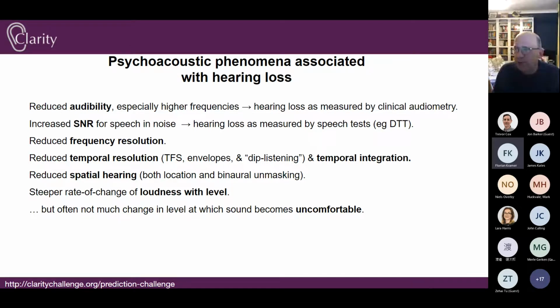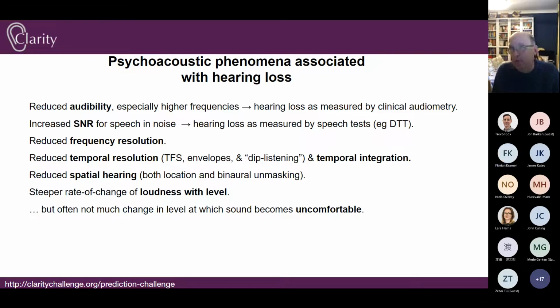You have reduced frequency resolution, by which I mean that the width of the auditory filters and the depth of the auditory filters and the amount of upward spread of masking all generally goes up. You have reduced temporal resolution, be it in temporal fine structure or envelopes or dip listening, and reduced temporal integration. You have reduced spatial hearing, be it in the accuracy with which you can locate sounds or the degree to which you can use binaural unmasking to separate sounds. And you have a steeper rate of change of loudness with level.